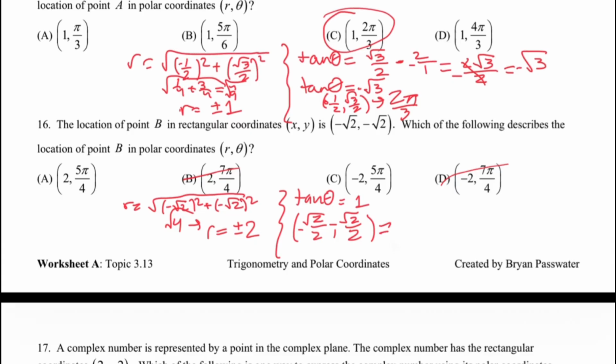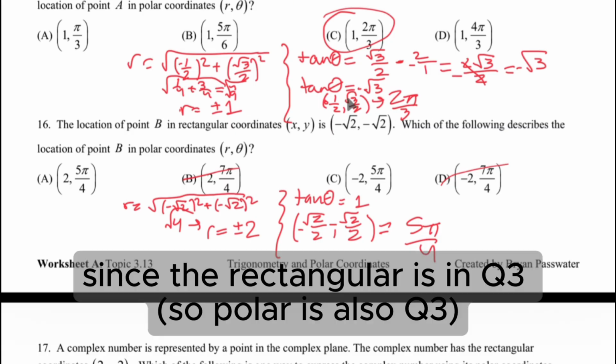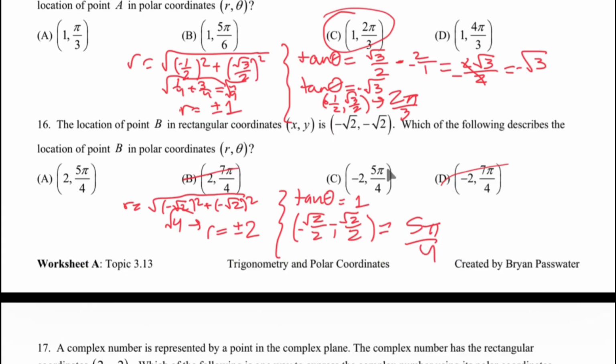So let me write this real quick. It's 5 pi over 4 normally, because 5 pi over 4 is already in quadrant 3. We know our polar coordinate should be in quadrant 3. If we reflect, it's going to end up in quadrant 1, so we don't want it to reflect. So it's not C, so it's A.